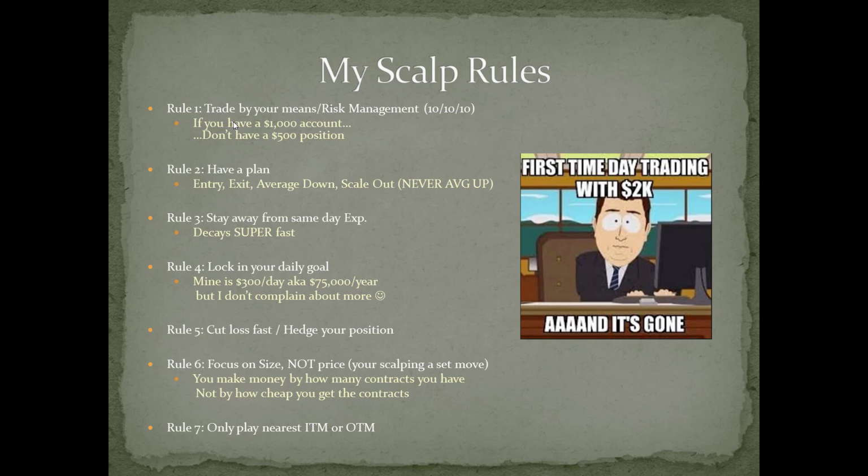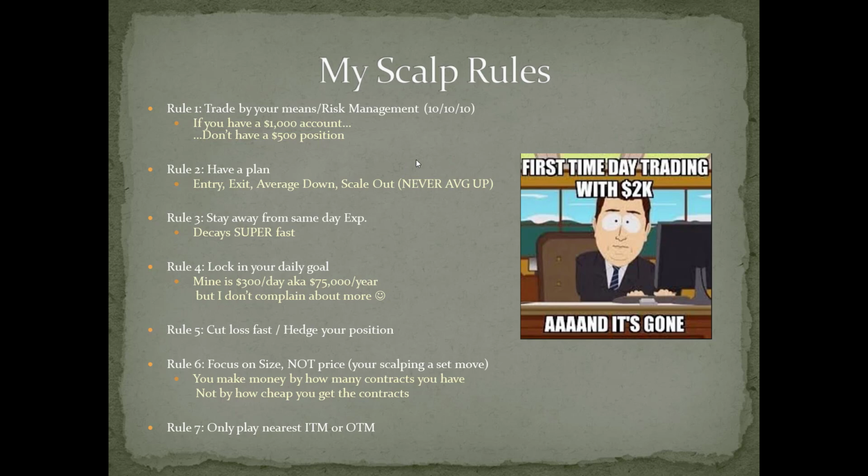Next one is have a plan. All right, so entry, exit, average down. If you're going to average down, know when you're going to average down. Don't just average down just because. You're going to want to average down on the next support bounces, as long as they confirm and they hold. And then you're going to want to have a scale out plan. Also, never average up. If you're averaging up, you're giving away gains.